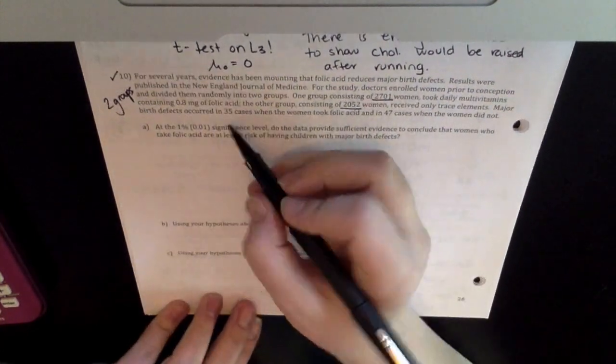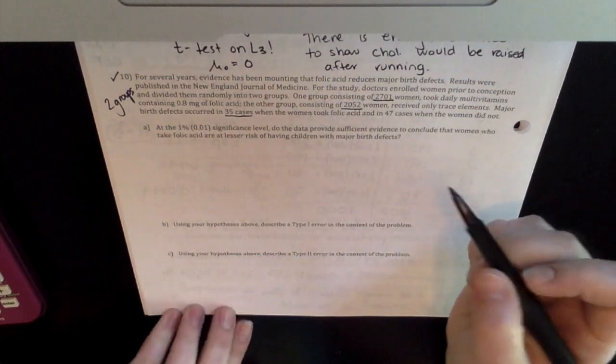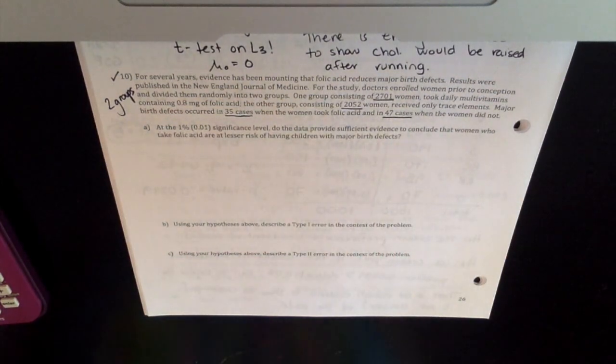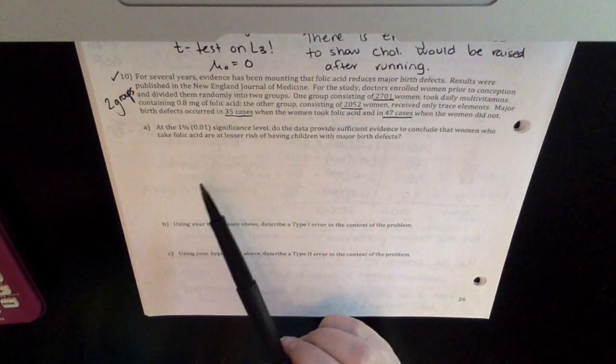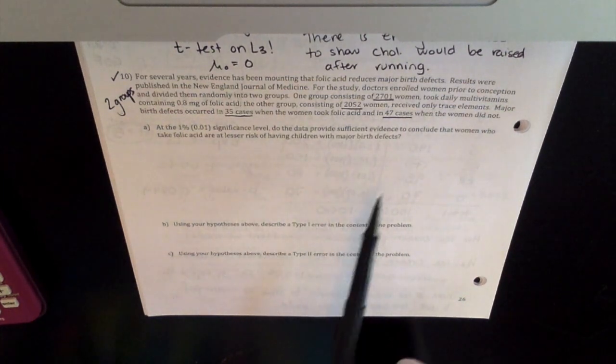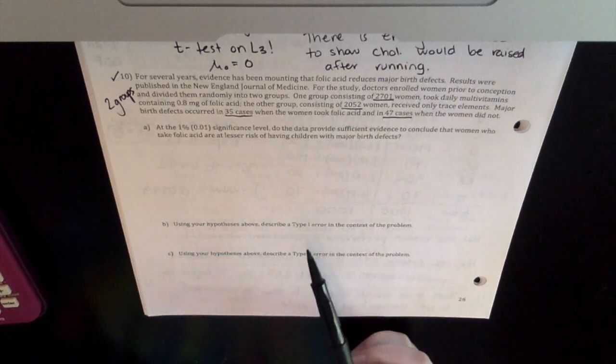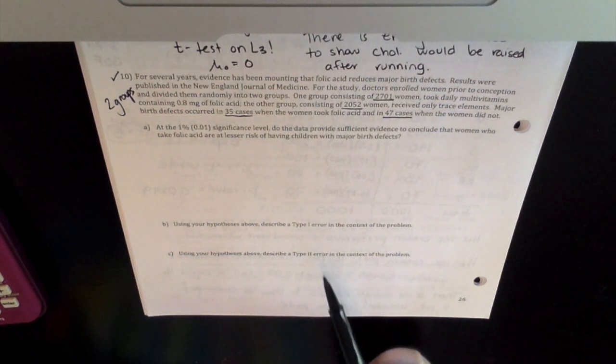We had major birth defects in 35 cases when they did take folic acid, and only 47 when they did not. At the 0.01 significance level, do the data provide evidence to conclude women who take folic acid are at lesser risk of having children with major birth defects?